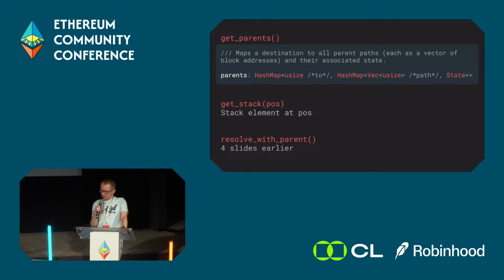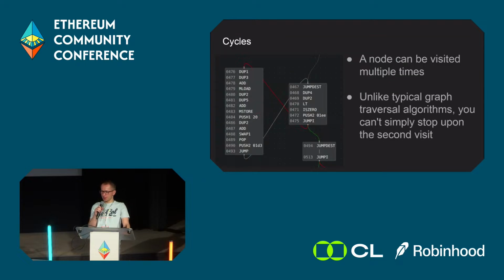But actually, this is how this algorithm looks, a simplified version. So basically, we have a hash map of all parents, which we pre-compute. We have the stack element at a position for each block, which we also pre-compute. And we can resolve these parents, which I showed you a few slides earlier.